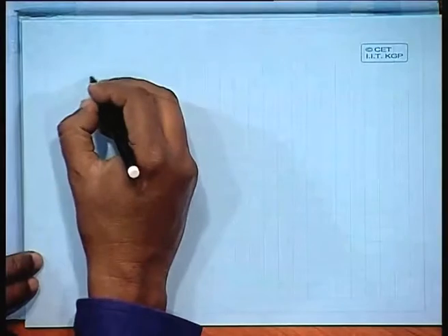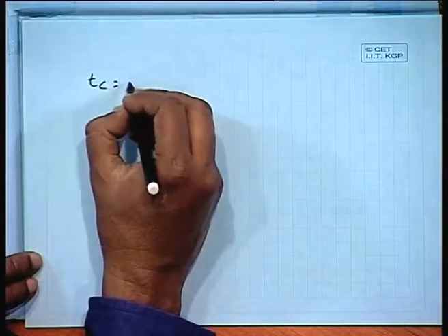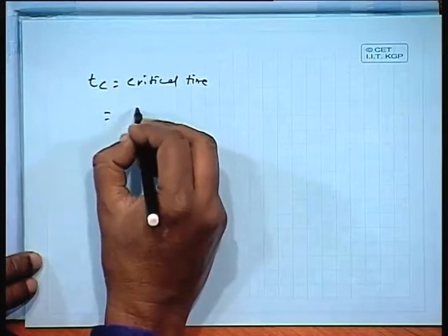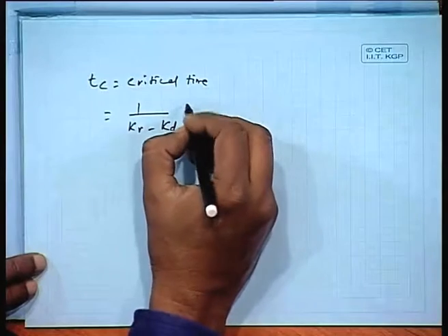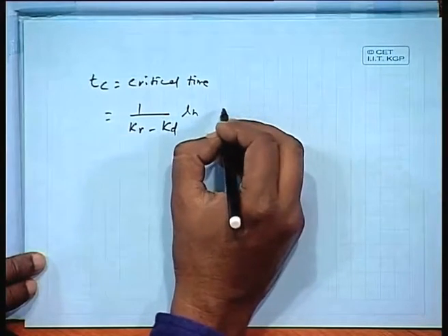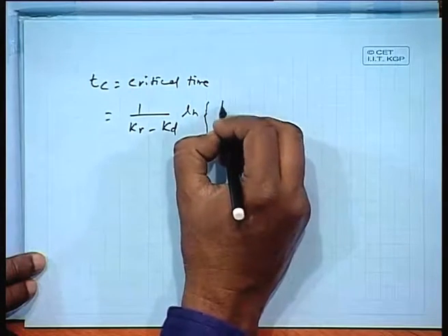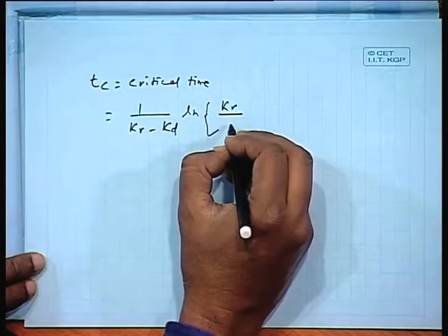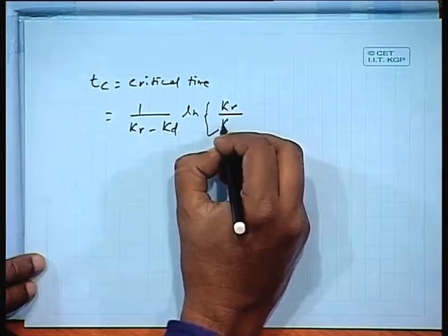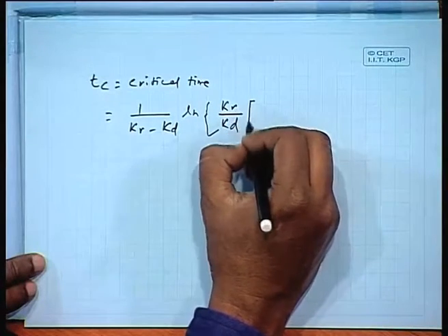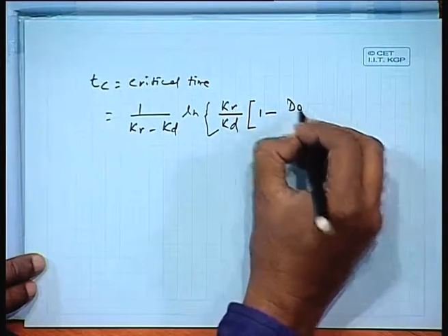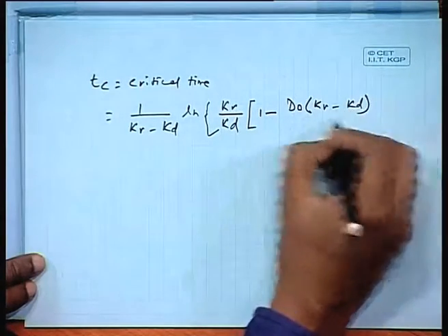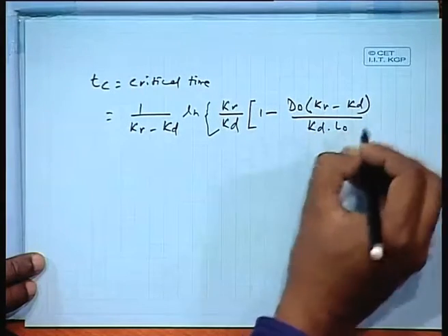This Tc is called the critical time. This Tc is nothing but 1 over Kr minus Kd, log of Kr by Kd, into 1 minus D initial oxygen deficit, times Kr minus Kd, divided by Kd into L0.